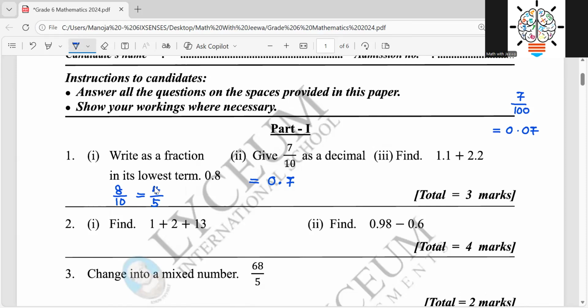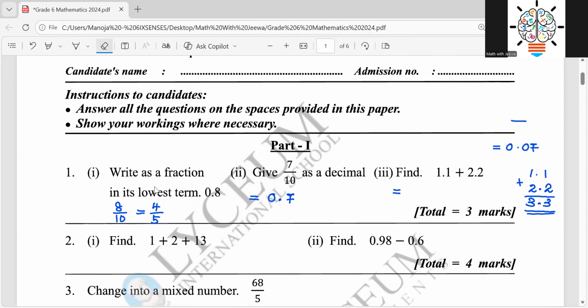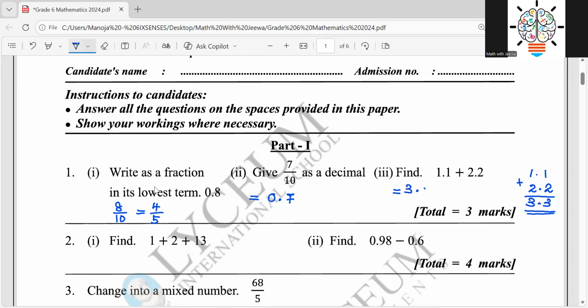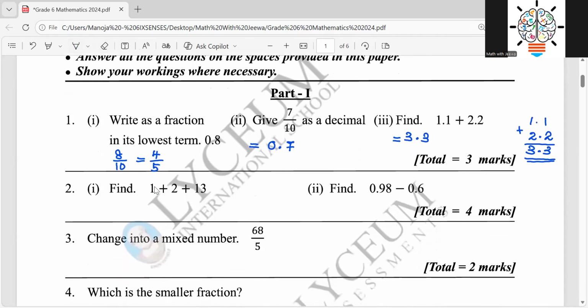Then the third one, they have given the decimal numbers in the horizontal way. To get the answer, I write 1.1 and 2.2 like this, and I add them together. So it gives me 3.3. You can do this in your mind, that's totally fine, but it's better to show all the steps as much as possible. I will erase this because it is not part of the answer. And here it should be 3.3. Then I'm moving to the next one.